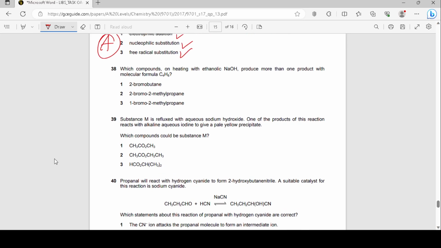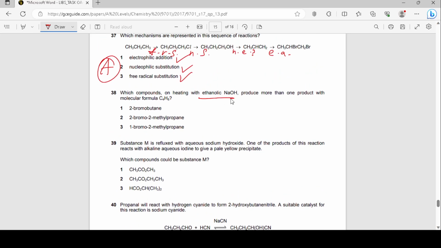Now, which molecules on heating with ethanolic NaOH, which means that these are all bromo compounds, so probably you're doing elimination, produce more than one product with formula C4H8? So ethanolic NaOH implies that there's an elimination reaction here. So then you have bromobutane. Let me draw that out somewhere here. I'll draw 1-bromobutane and then 2-bromobutane. So you're doing an elimination reaction.